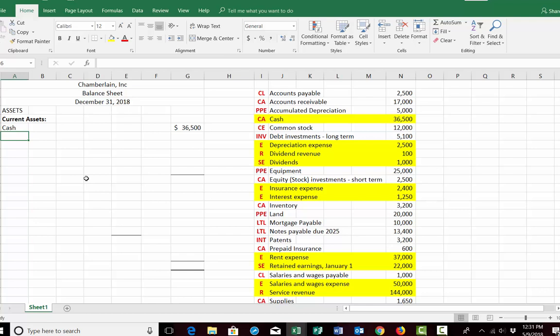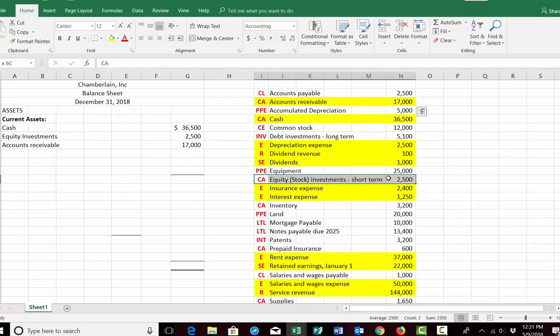So we're going to put equity investments next. And then after that, we'll put accounts receivable. So our equity investments are 2,500 and our accounts receivable. And then we're going to highlight these so we know we finished with those. And our equity investments are next. Okay, so what else do we have for our current assets?